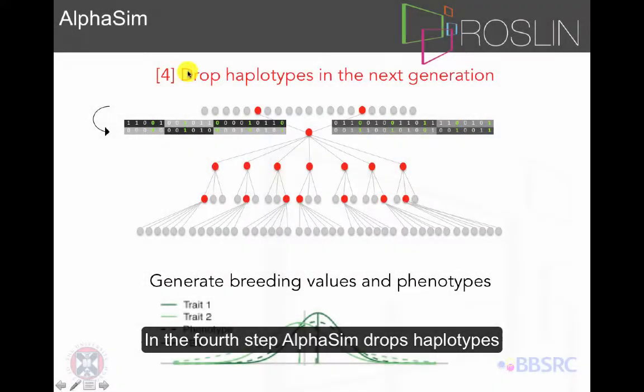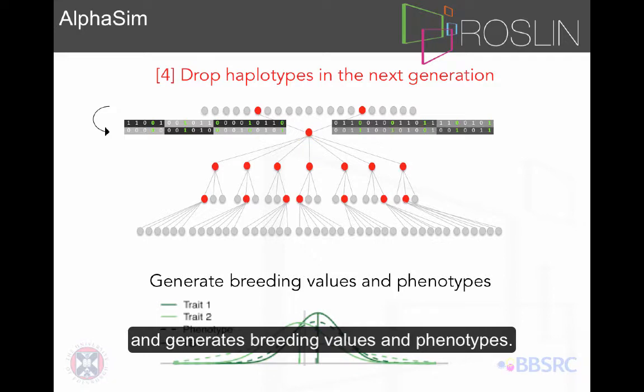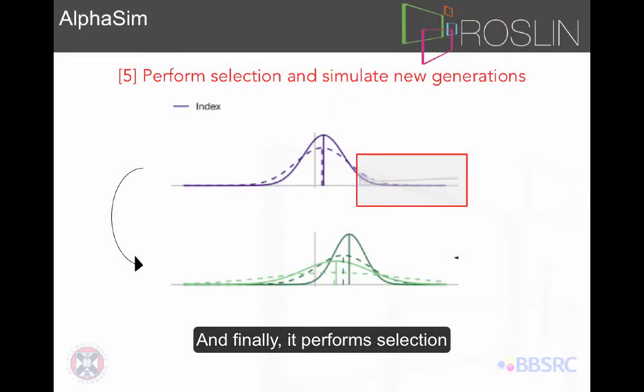In the third step, AlphaSim drops haplotypes from the first to the second generation and generates breeding values and phenotypes. And finally, it performs selection and generates the next generations.